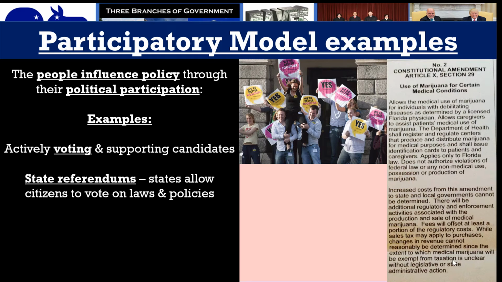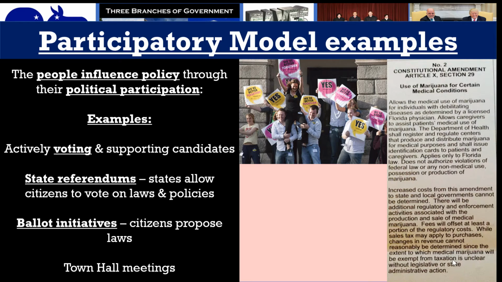And there are definitely more examples of the participatory model at the state level, including state referendums, which allow citizens to vote directly on laws, and in some states, amendments, as well as ballot initiatives where citizens in some states can get laws or policies put on the ballot by gathering enough signatures. Finally, at the local level, some town hall meetings allow citizens to vote on ordinances or local laws themselves.